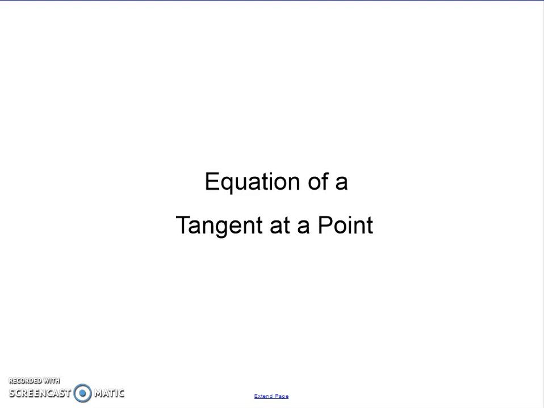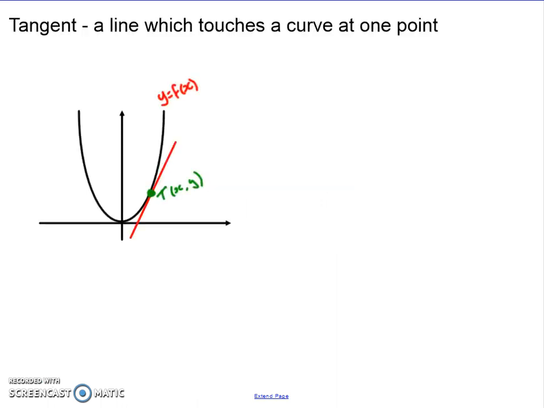What we're going to look at in this video is calculating the equation of a tangent at a point on a curve. So calculating the equation of the tangent at a given point on a curve. Now think back to when we did straight lines and tangents. Try and refresh in your memory what a tangent is. You remember? Well, if you don't, here you go. So a tangent is a line which touches a curve at one point.